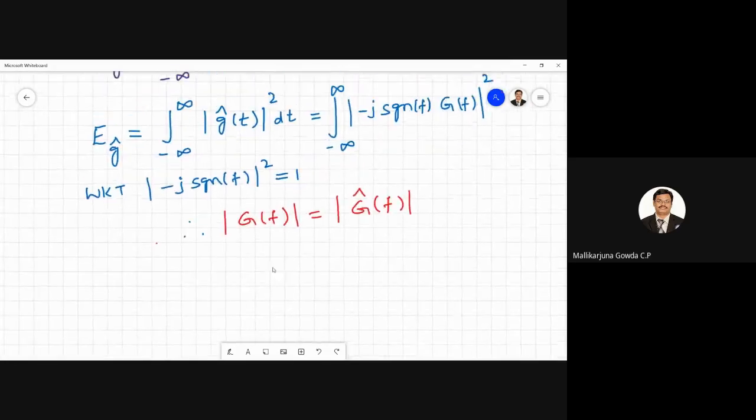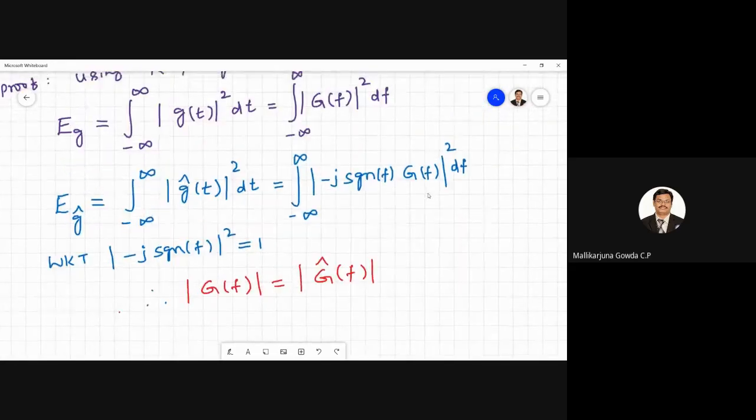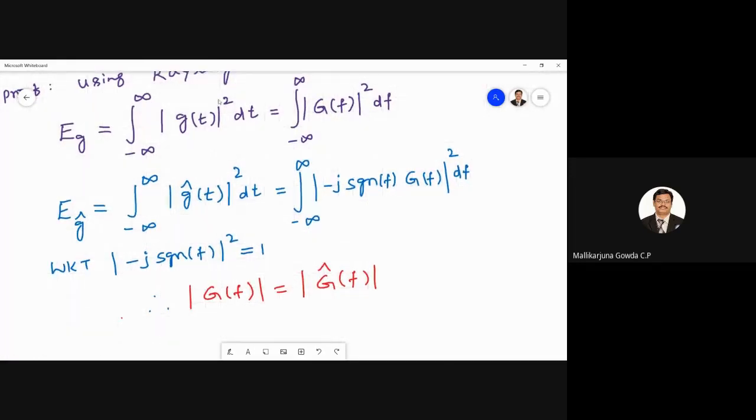Do you have any questions in understanding this? This is just the definition of energy of a signal that I wrote in the time domain, then I wrote its equivalent in the frequency domain. Then this is the energy of the Hilbert transform of the signal. I replaced g by ĝ(t). Then I wrote the Fourier transform of this ĝ(t), right? So I said |−j sgn(f)|² will be equal to 1. So with respect to that, I can say |G(f)| will be equal to |Ĝ(f)|.